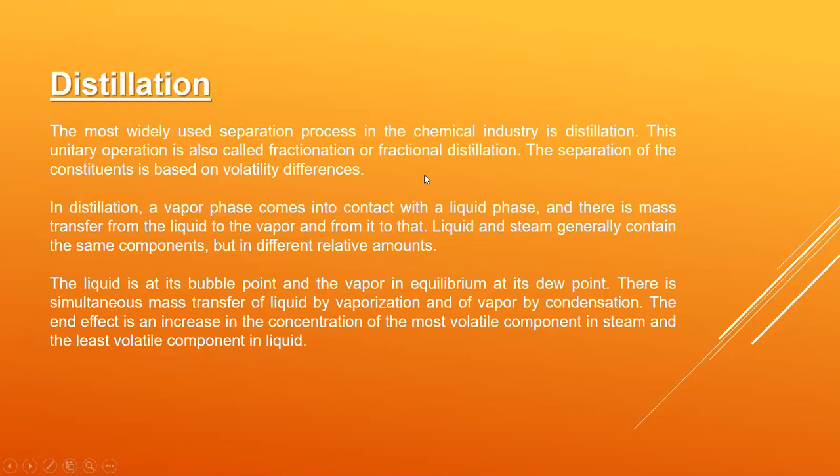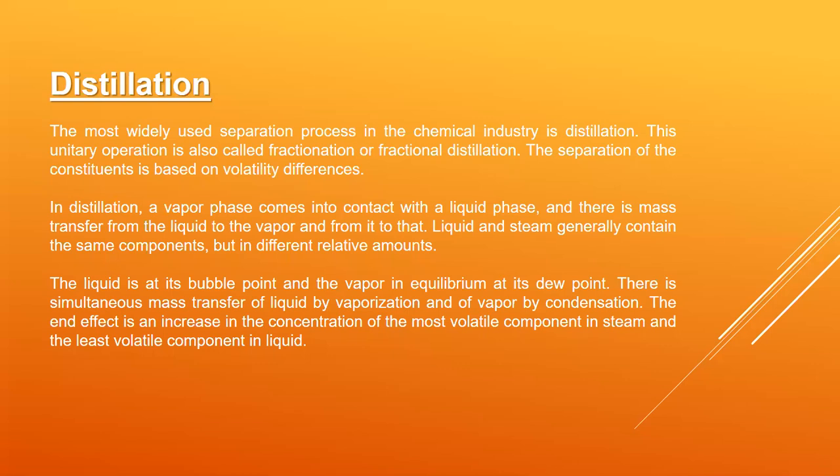So in distillation, a vapor phase comes into contact with a liquid phase. And take note, the vapor is actually produced from the liquid phase. There is a mass transfer from the liquid to the vapor and from the vapor to the liquid. Liquid and steam generally contain the same components because your steam, your vapor, simply came from the liquid, but they are in different relative amounts. I will not discuss the details because you will learn them later on. This is just an overview.